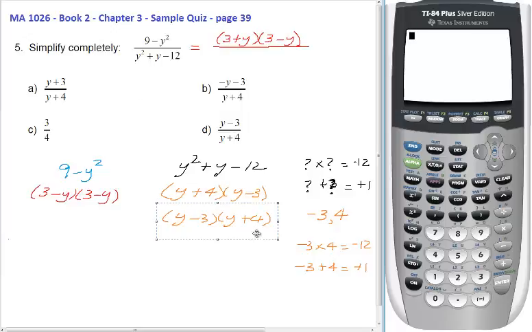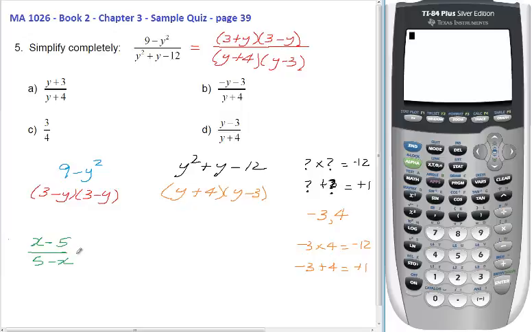Now let's put that back up in our equation and see what we have. We have y plus 4 times y minus 3. The way it stands now, it looks like nothing cancels. However, there is a situation where negative 1 becomes a factor. Here's what I mean. If I had x minus 5 over 5 minus x, that's equal to negative 1. You can just cancel them and put in negative 1 if you want. Simple as that. Now, why does that work?